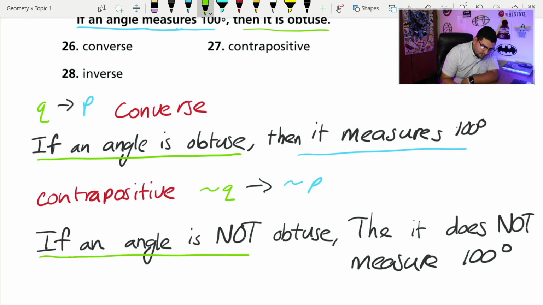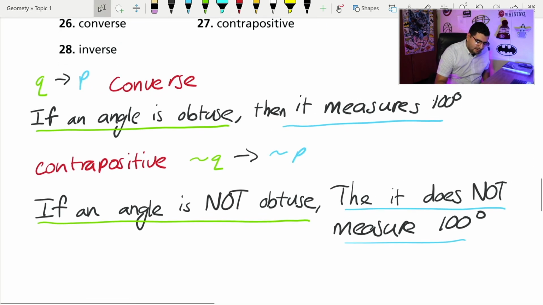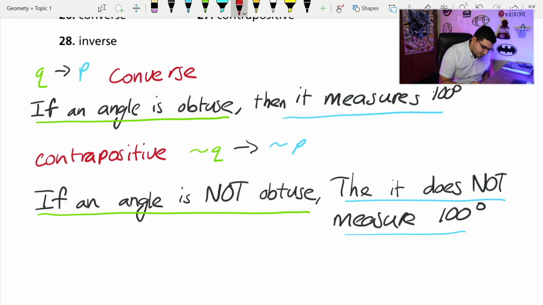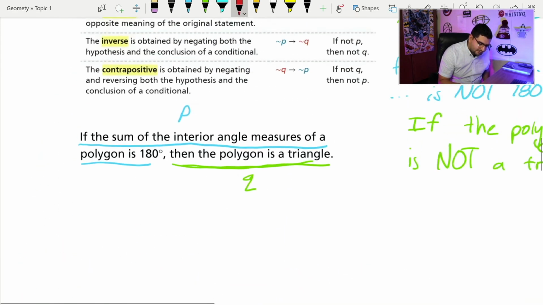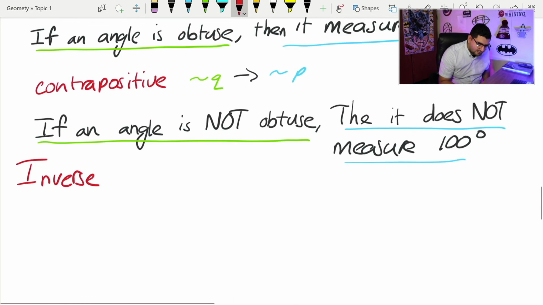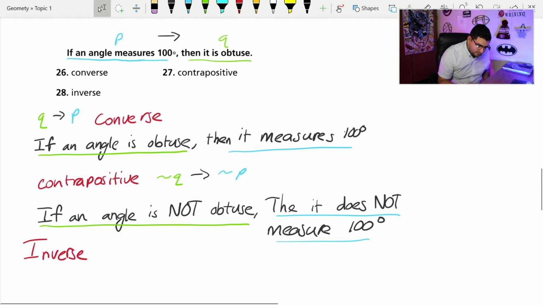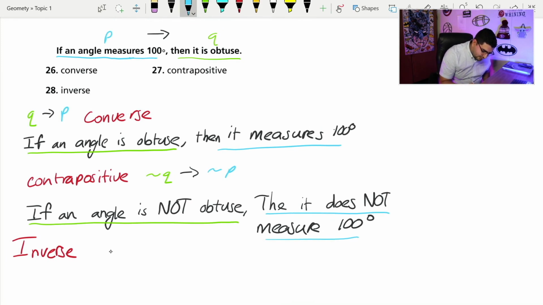So again, here is the negation of our original conclusion, and the negation of our original hypothesis. Now if we want, we can also write the inverse. So here I'll have the inverse. And if we remember, the inverse states that it is the negation of P to the negation of Q. So we are now going to write essentially the opposite of the contrapositive.